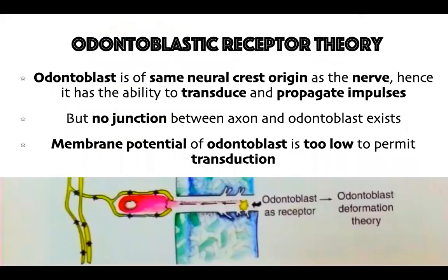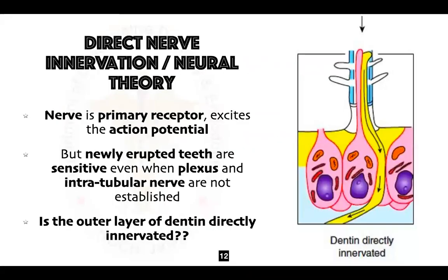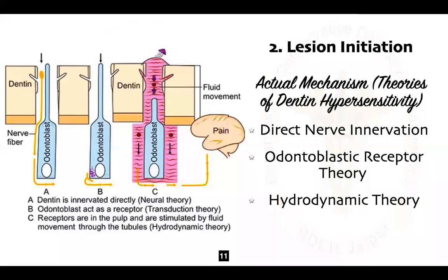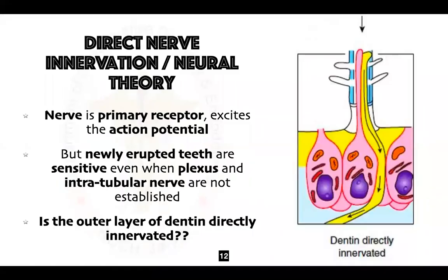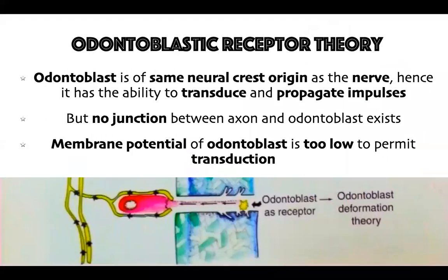Next is odontoblastic receptor theory, or transduction theory. Whatever names you remember, all you need to know is the difference between the three theories. They're trying to say that the odontoblast has the same neural crest origin as the nerve. Hence, it has the ability to transduce and propagate impulses. Hence, the name transduction theory.